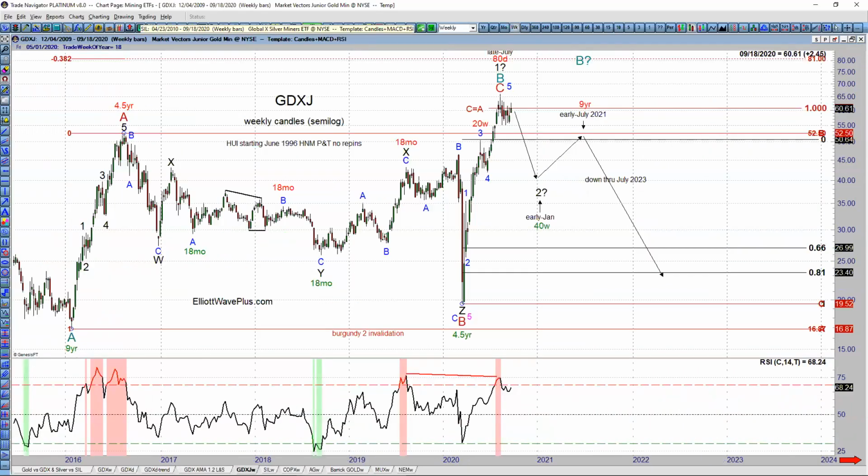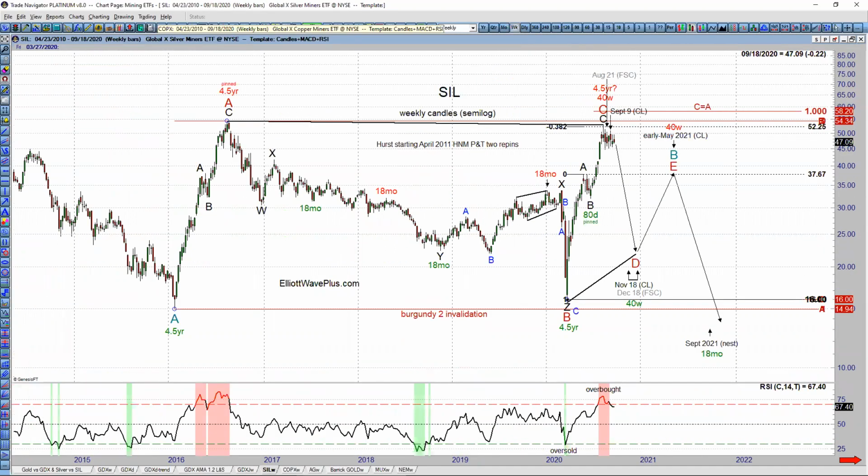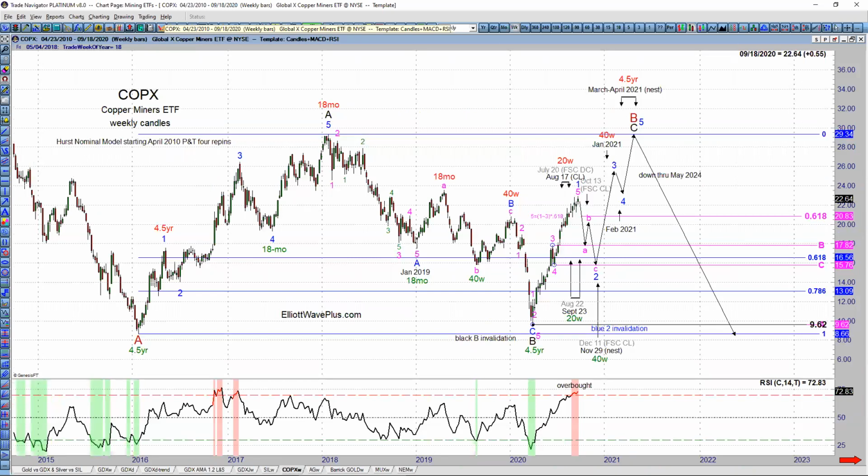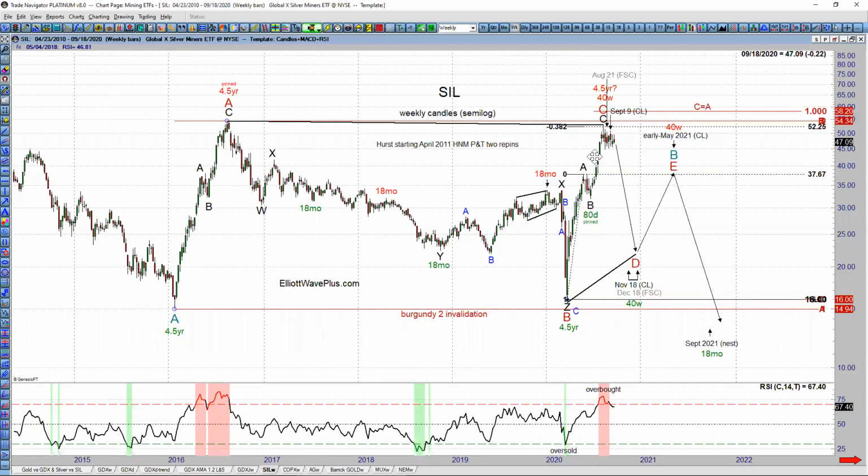I didn't really update many of these other charts, like GDXJ. Still, my preference is to the downside through late in the year. Same thing with silver stocks, downside through late in the year. I don't know if this wave count is correct. Just an idea. It's probably not, to be totally honest. It was just a way to warn of a bigger move to the downside.